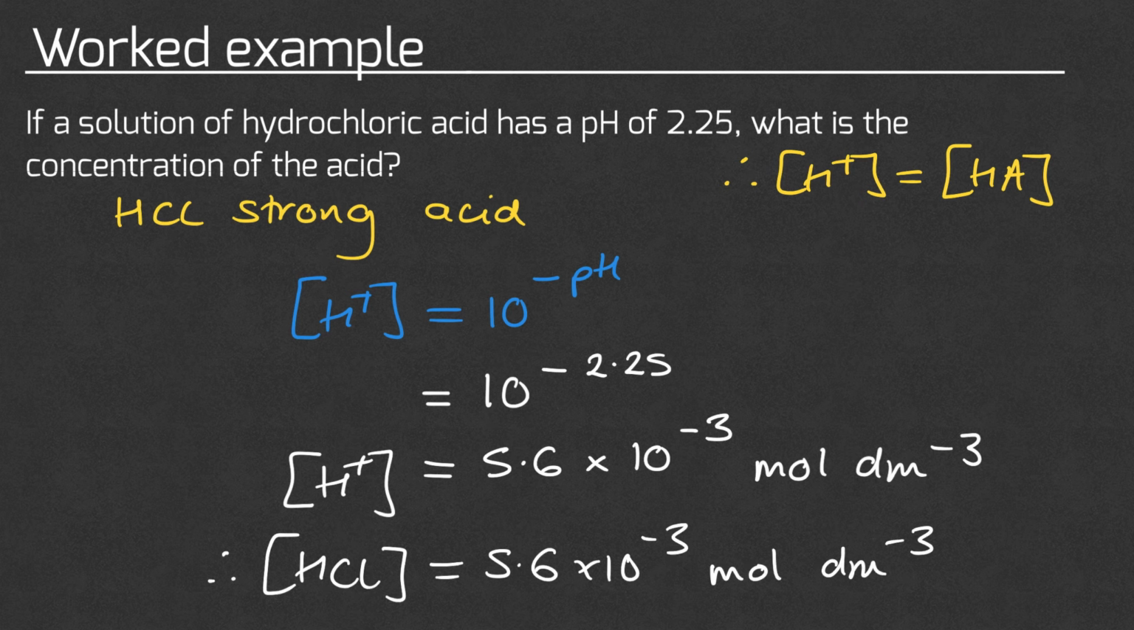This means that the concentration of hydrogen ions is 5.6 times 10 to the minus 3, so therefore the concentration of the acid will be 5.6 times 10 to the minus 3.